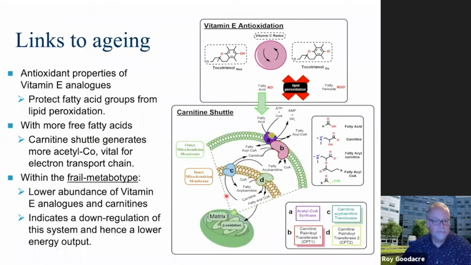So let's have a look at the links to aging. In terms of vitamin E and its analogues, these tocotrienols, they're there to protect fatty acid groups from lipid peroxidation. And remember we see a reduction in fatty acids, and this carnitine shuffle generates and shuffles acetyl-CoA for energy production. So within the frail metabotype, if you like, we have a lower abundance of vitamin E analogues and carnitines, and this indicates to us that we get a down regulation of this system and basically lower energy output from mitochondria. It's a little bit like the citric acid story for aging. So the people who are going into a frail phenotype have this problem with their mitochondria.